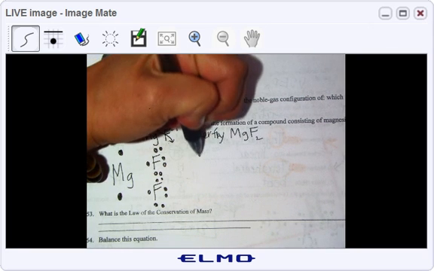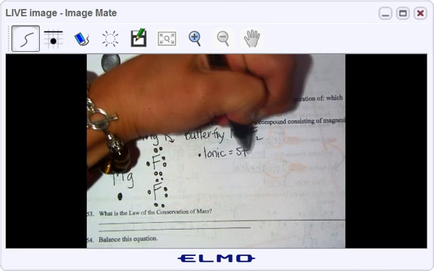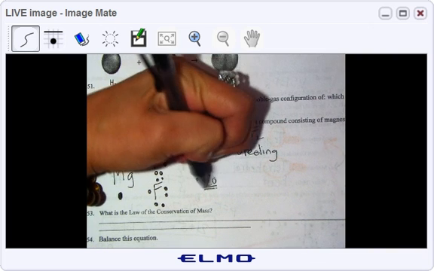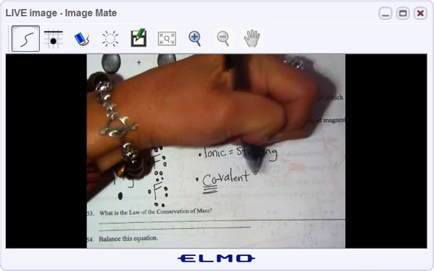Really quick, we need to remember and go over this. Ionic equals stealing. Write that down. Covalent equals sharing.